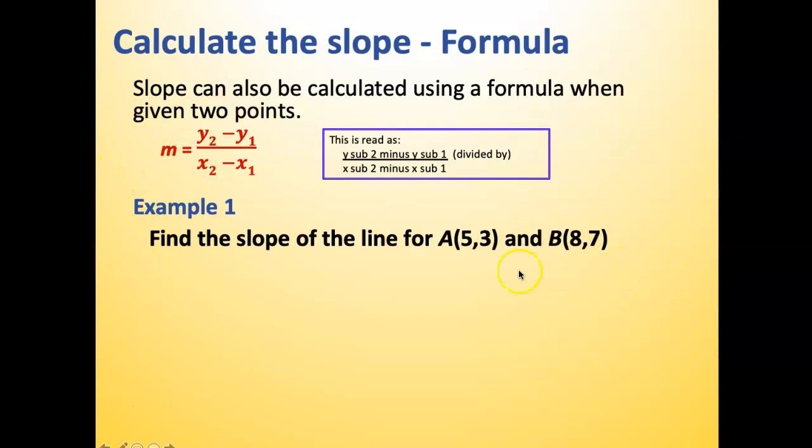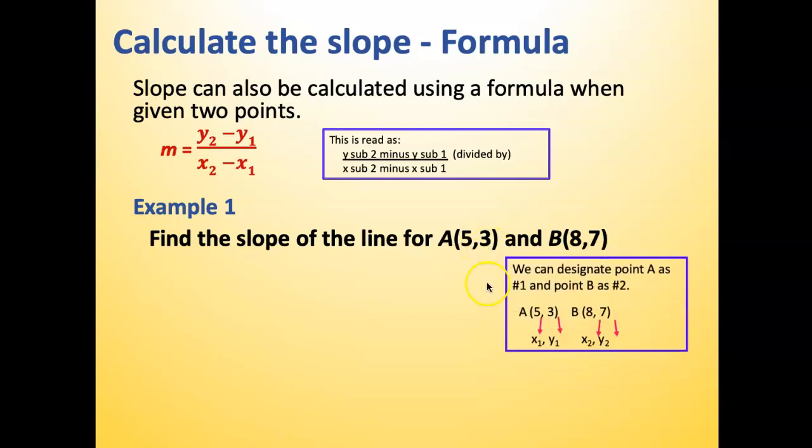Given the 2 points, point A is (5, 3), and point B has the coordinates of (8, 7). Remember that the first number that you see in your coordinates is x, and the second one is y. So the first thing that you are going to do is assign. It doesn't matter which one is point 1 or point 2, it's up to you. You're going to designate which one is point 1 and which one is point 2.